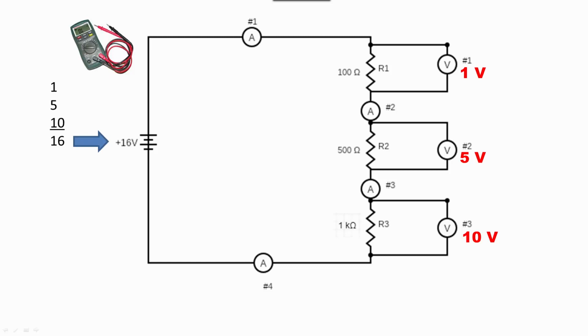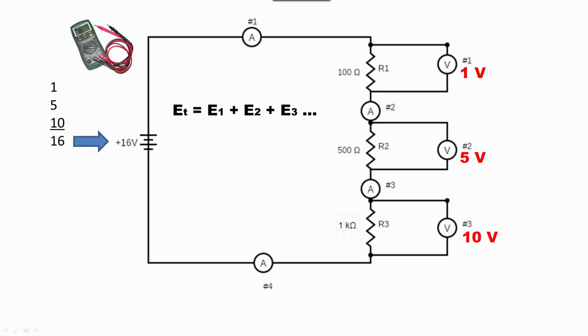Again, this is no coincidence. In a series circuit, the sum of the voltage drops across the individual resistors is always equal to the source voltage. Expressed in a formula, voltage total equals voltage 1 plus voltage 2, etc.